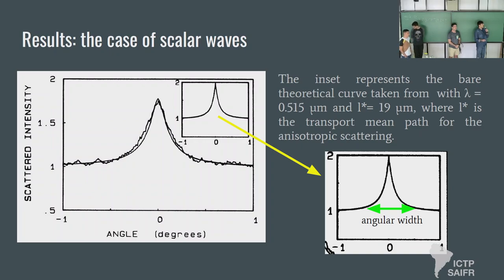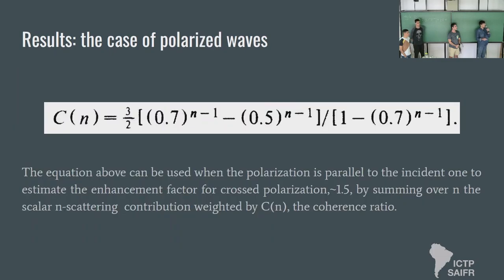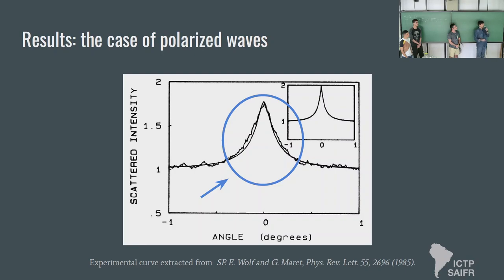Okay, so this is basically the case of scalar waves that the authors use in the first part of the article. But there is a different behavior in the experimental analysis, and once you have these different curves, we need to construct another type of model. Here the authors show us this coherence radial, and the equation above can be used when the polarization is parallel to the incident one, and to estimate the enhancement factor for crossed polarization by summing over the n-scalar scattering contributions. So we have this enhancement here, and the angular width is very different between the article's results and the experimental results.